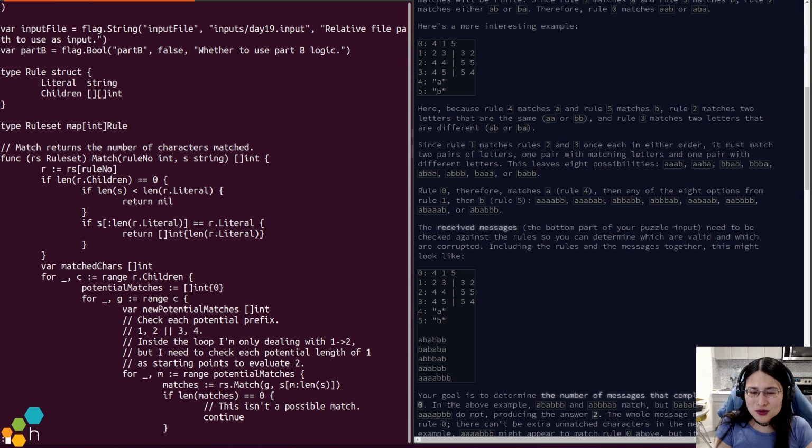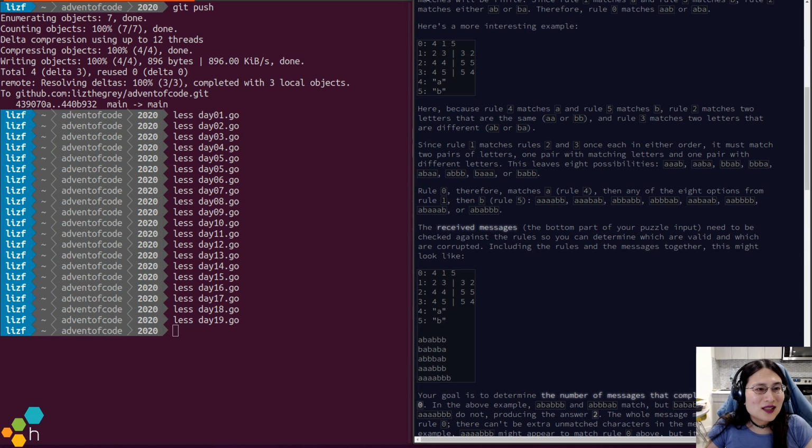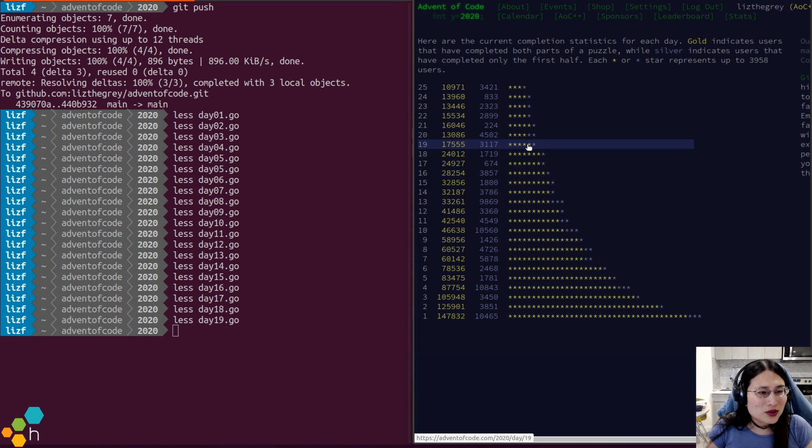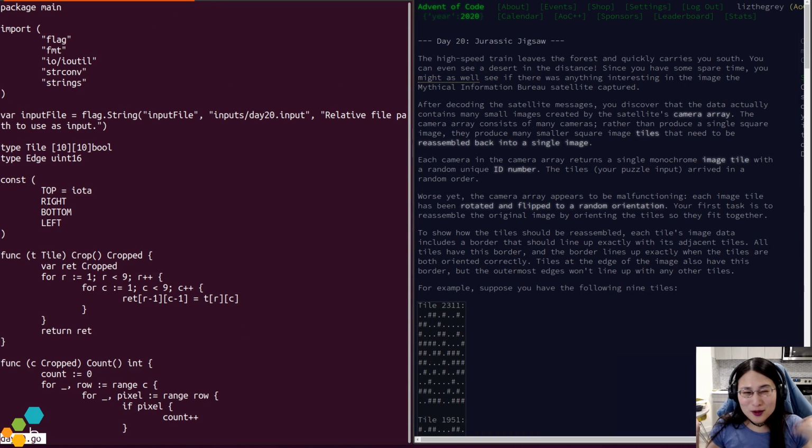Otherwise, you wind up having to recurse, and that's how I solve this problem. Okay, so now we go to day number, and again, if you look at this, there's a very, very sharp drop off. 7,000 people dropped off between day 18 and day 19. Day number 20. You just saw me solve this.